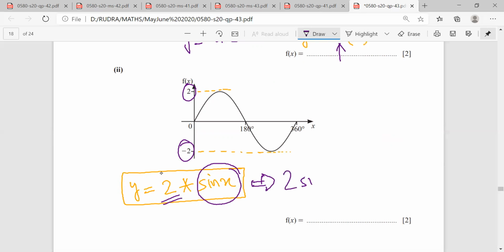So the equation of the graph would be 2 sin x. It remains sin x because at 180 degrees the value is 0. Again at 360 the value is 0. But the only thing is that the amplitude is getting multiplied by twice at every point.